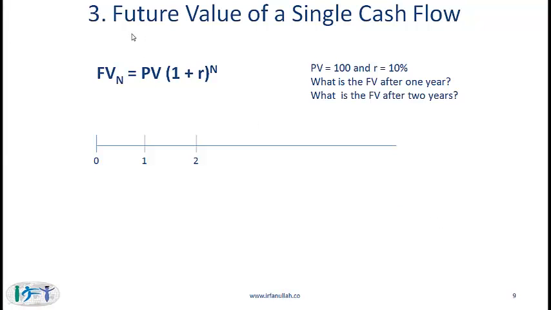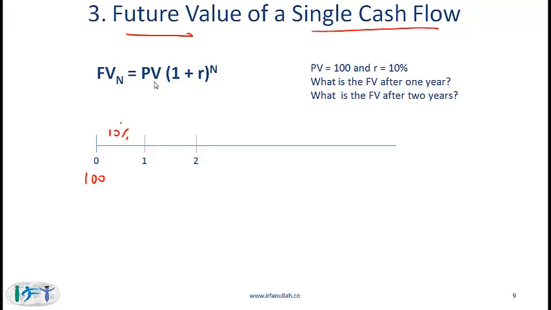Moving now to the concept of future value, and we will start with a simple case where we look at the future value of a single cash flow. The future value at time n is equal to the present value into 1 plus R, which is the interest rate, to the power of n. Say the present value is 100. So at time 0, the value is 100. The interest rate is 10%. What is the future value after 1 year?